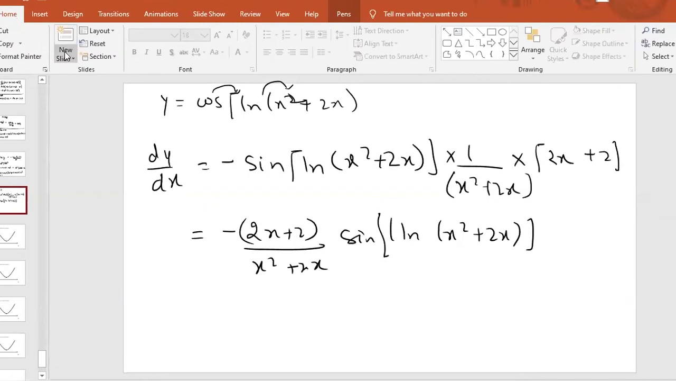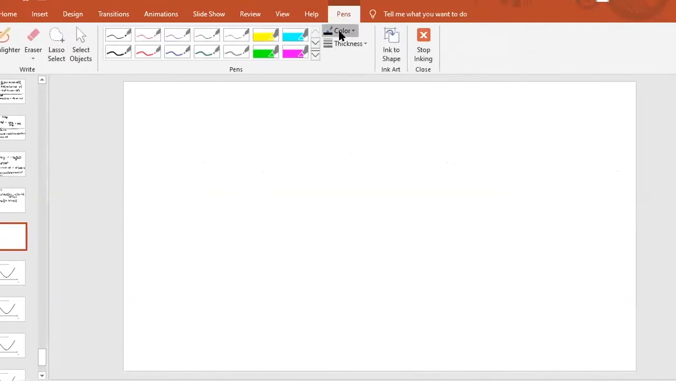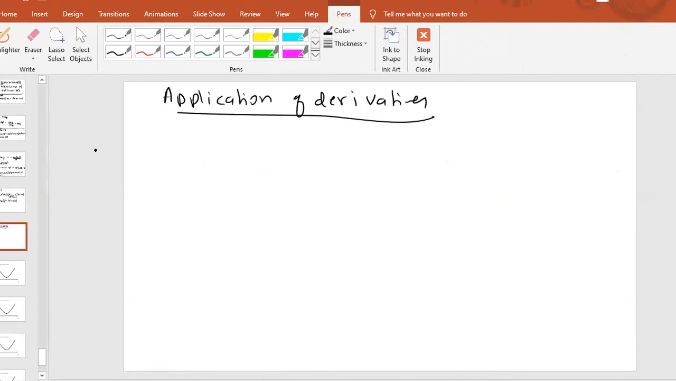Now let us go for the application of derivative. How can this derivative be applied? Application of derivatives. The first application is when displacement is given as a function of time. This is under derivative only.